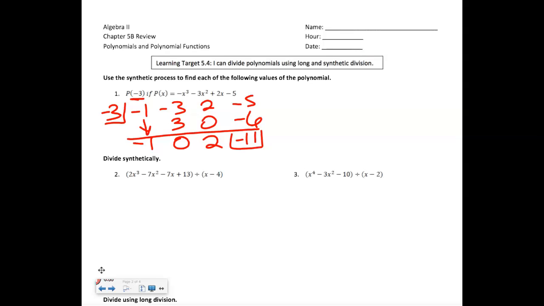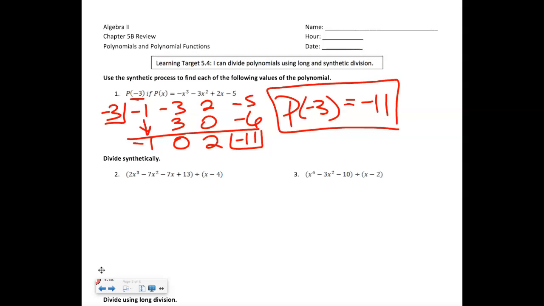Now, a reminder on this one, the end number is our answer, and we need to write this properly. So this is what we did. We did P of -3, so I'm going to say P of -3, and what we got out is -11. Okay. On your test tomorrow, can you take whatever number's in the parentheses, synthetically divide it, whatever's at the end is your answer. Can we handle that tomorrow? Okay, questions on that one?